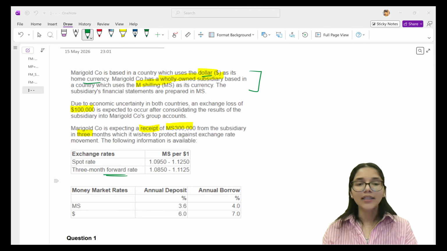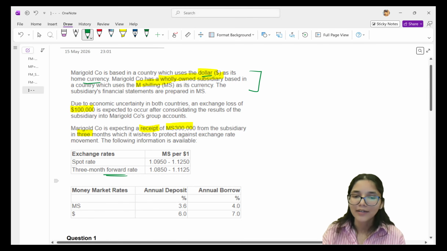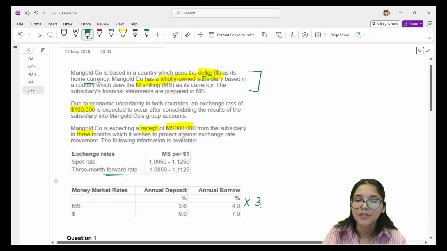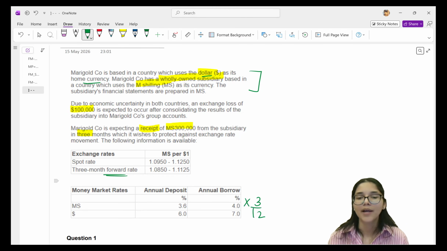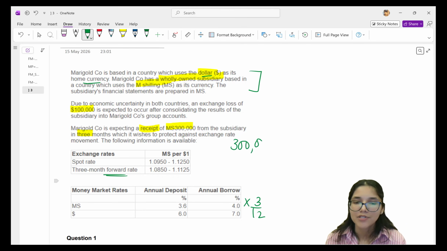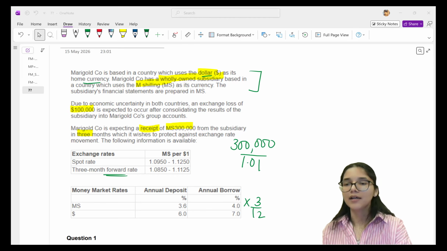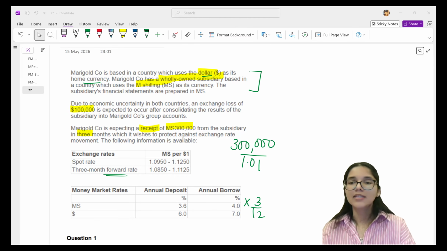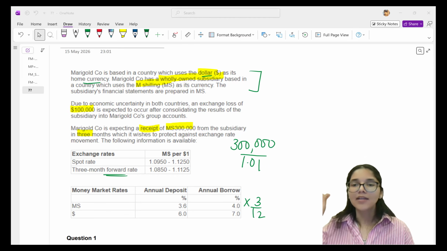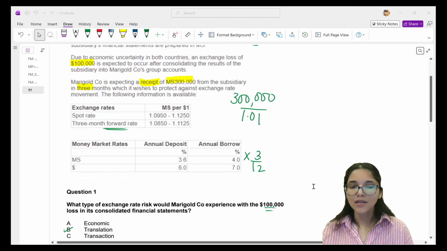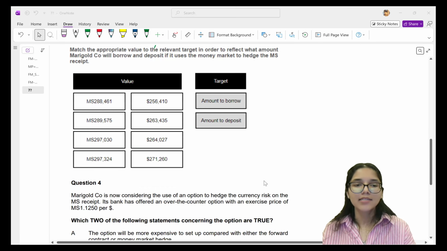Yes, I have to convert it for a period of 3 months. So 4% is for the whole year, and if I want to convert it for 3 months, I have to multiply it by 3 by 12. So 4 times 3 by 12 will give me 1%. So what I will do is I will take 300,000 and divide it by 1.01. When I do this on my calculator, 300,000 divided by 1.01 gives me 297,029.7. So let's see which answer is the closest.